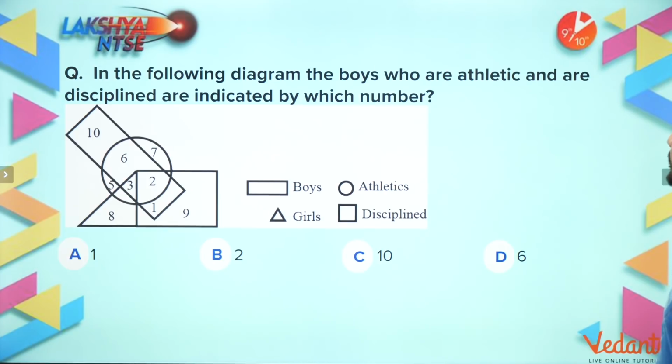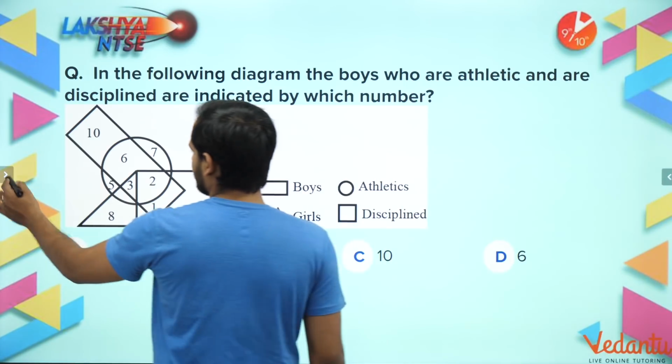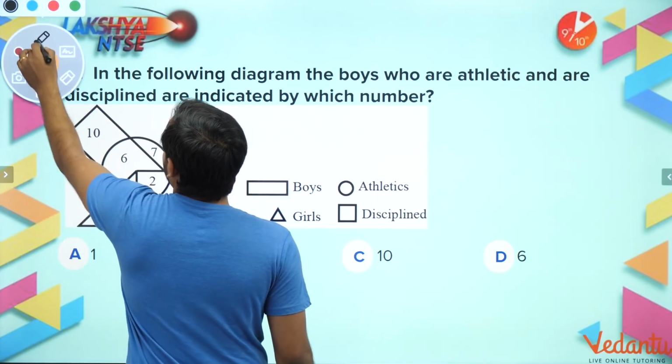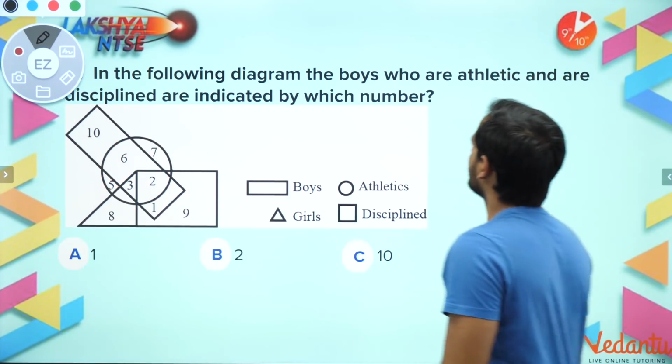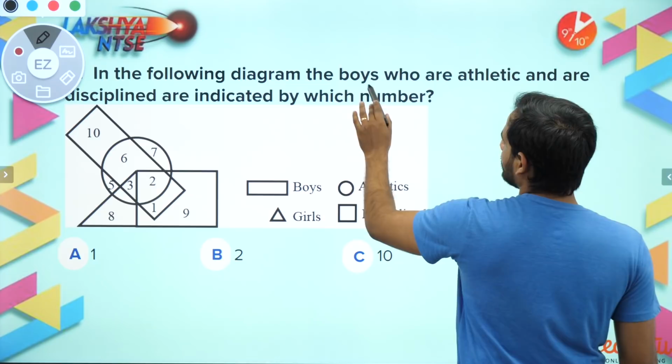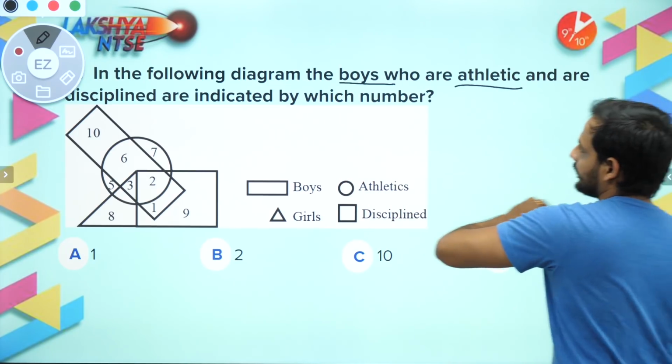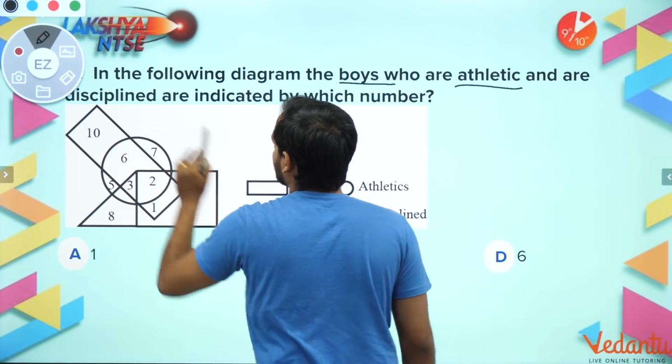In the following diagram, the boys who are athletic and are disciplined are indicated by which number? So now see, what do we want? So what is given here? In the following diagram, we want the boys who are athletic and disciplined.